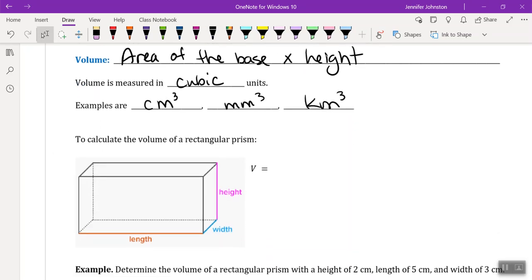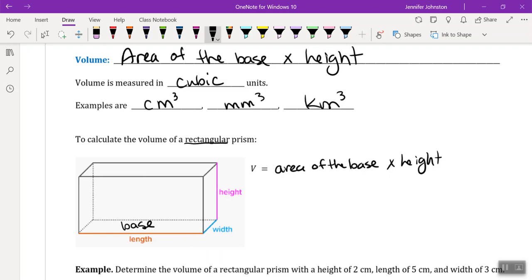To calculate the volume of the rectangular prism, we're going to do the area of the base times the height. Looking at the shape right here, the base is here. The base could be here or here too. They're both rectangles, so that's fine. It's called a rectangular prism, so it doesn't really matter which one's the base here. If it's a triangular prism, the base is a triangle. Rectangular prism, the base is a rectangle. Cylinder and the other ones have special names.